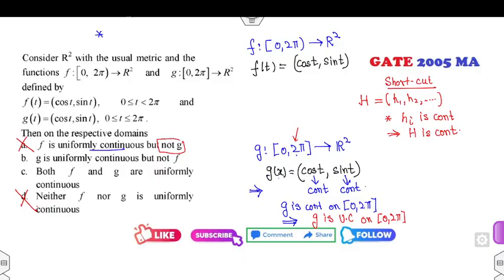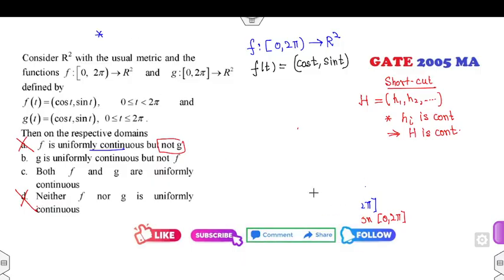Fine. Now, look at f. Again, we need to check, because f is defined on the open interval, so I have to satisfy both properties. Firstly, we will see whether it's continuous or not. What is the value of f at 0? What is the value of f at 2 pi? What is f of 0? Because the equality occurs at 0, I can compute from here. cos 0 is 1, sin 0 is 0.